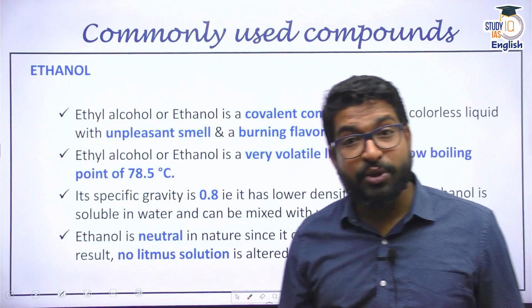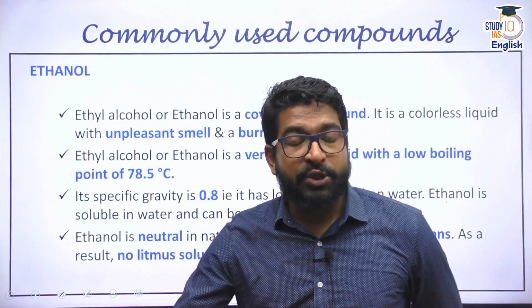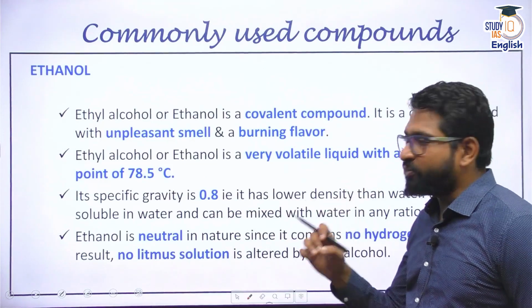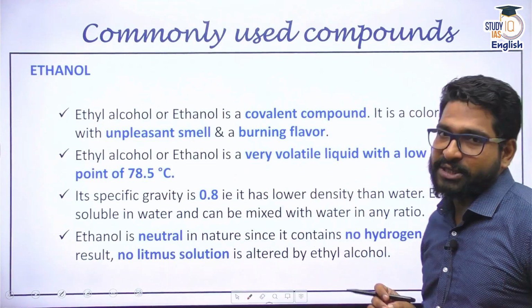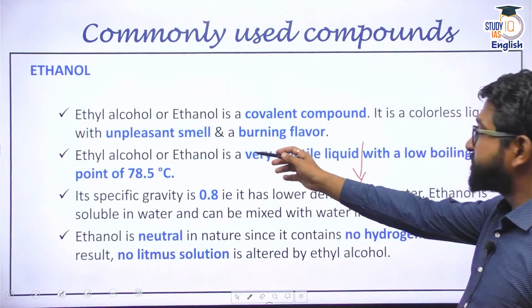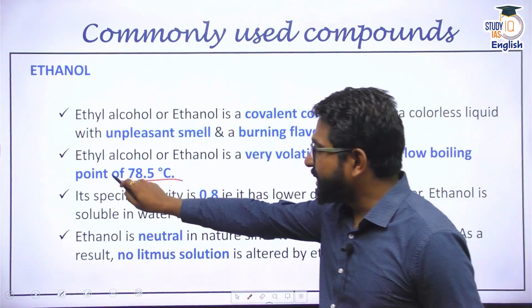That's why ethanol. Now, when we talk about ethanol, ethanol has certain characteristics. First thing is, ethanol is also a covalent compound. Ethanol is a little less dense than water. Its density is about 0.8. It has a very low boiling point. Ethanol's boiling point is around 78 degrees itself.